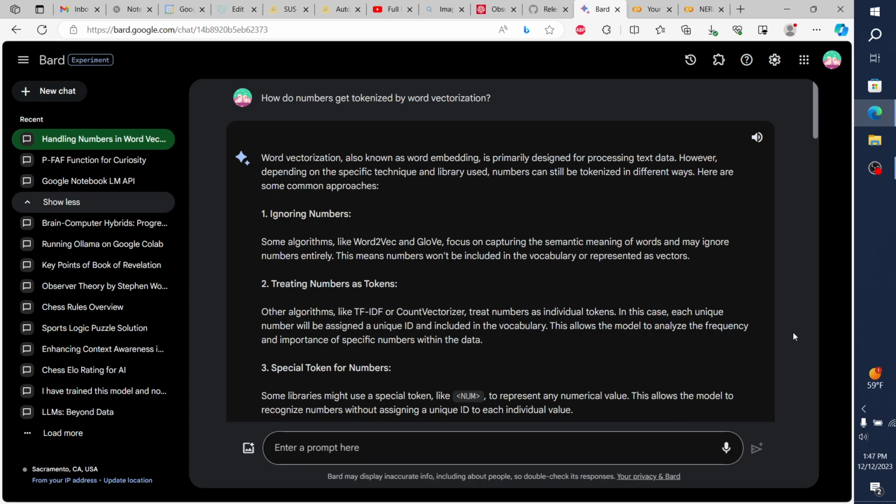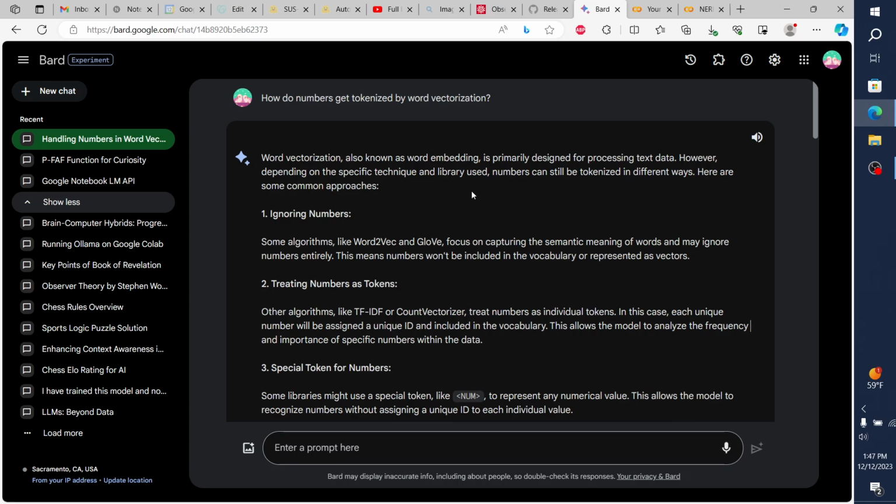Very specifically, how does an LLM model handle numbers? And there's really two ways or three ways. Let's call it two and a half ways that LLM models really handle numbers.